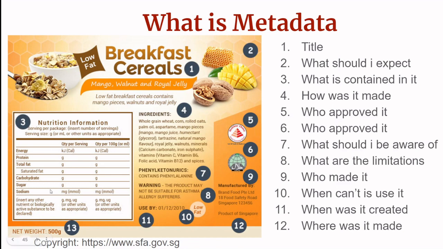So this cereal, for instance, tells us the nutritional benefits you will get from the data. It also tells us what they used to make it, what the ingredients are. So in the metadata, we get to know what was used to make it. It tells us who approved the data. So 5 and 6 are telling us which people really approved this data. This is more like adding some sort of authority to it and building our confidence in the data.